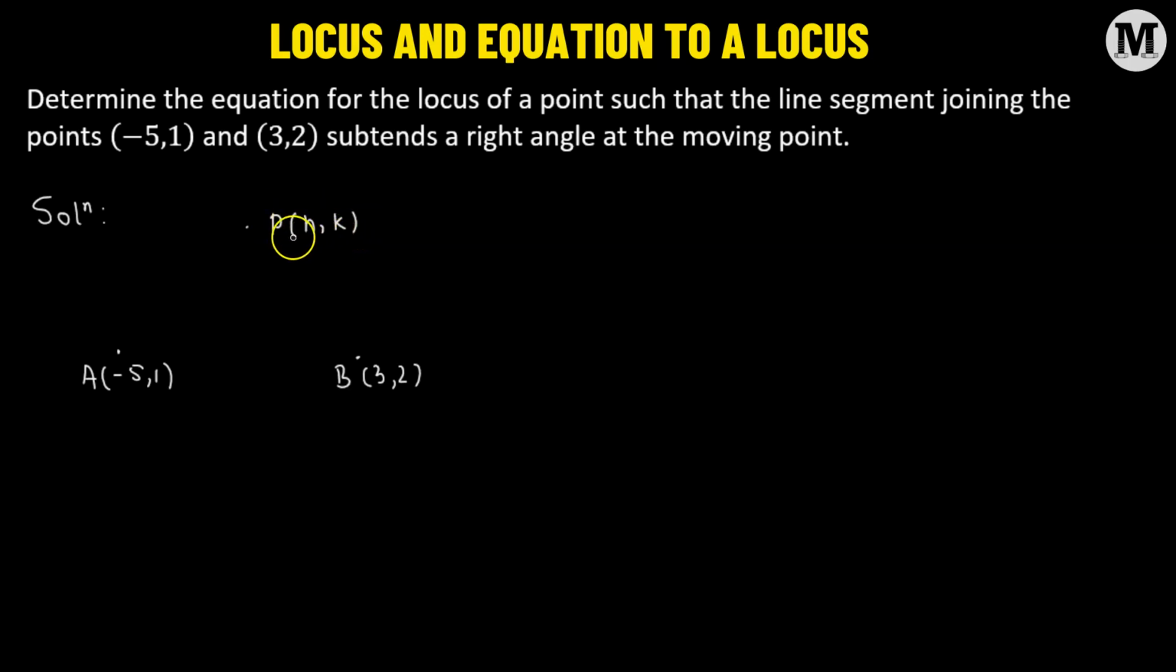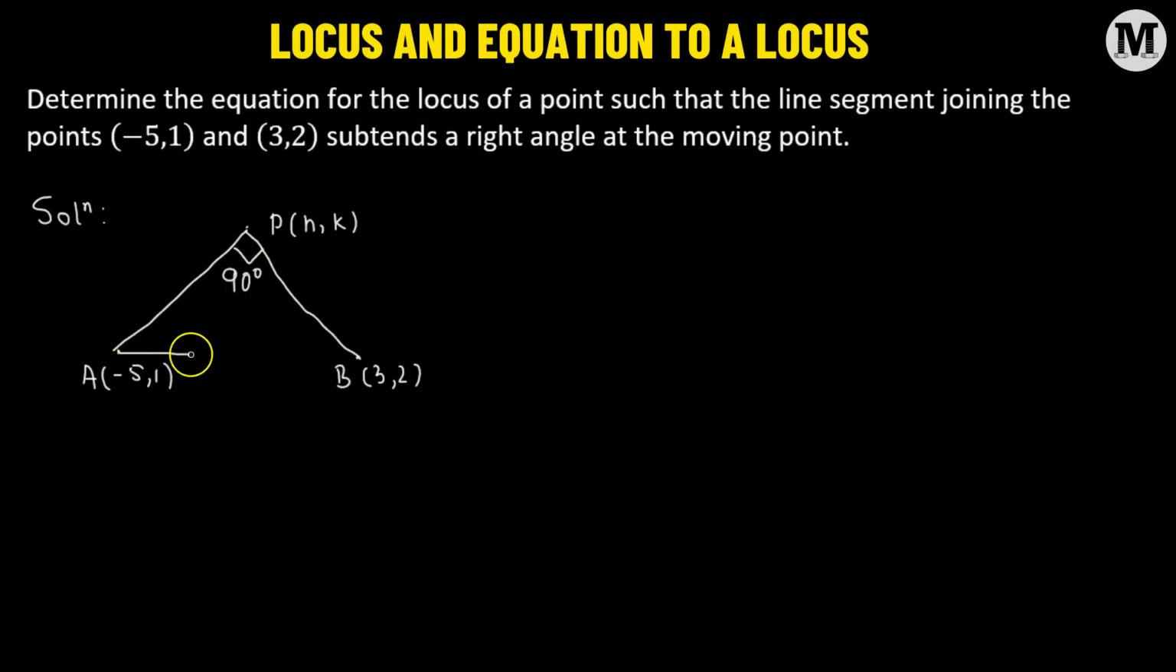Now this particular point P is moving, and while it moves, it's going to subtend a right angle at the moving point. Meaning, if we join A with point P and B with point P, then this particular angle is going to be 90 degrees. So we'll have to find the equation of the locus of that particular point.